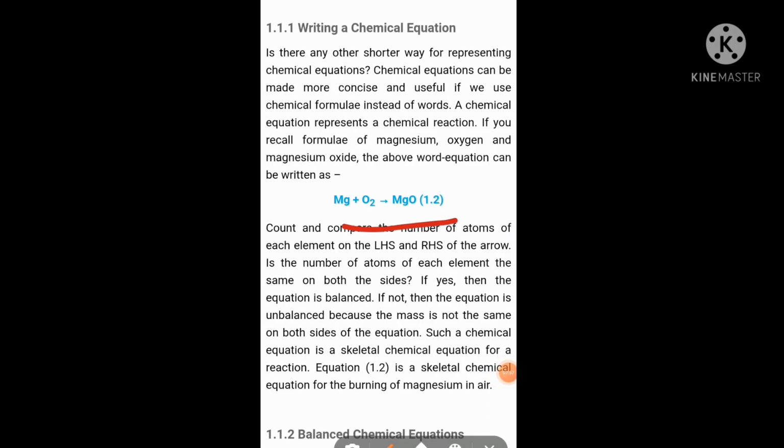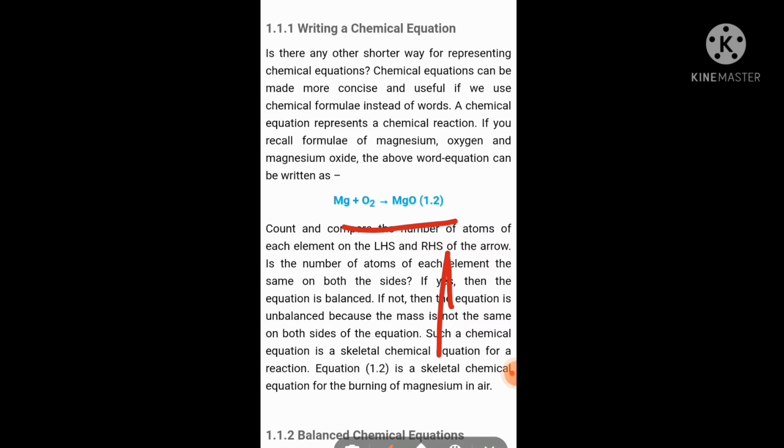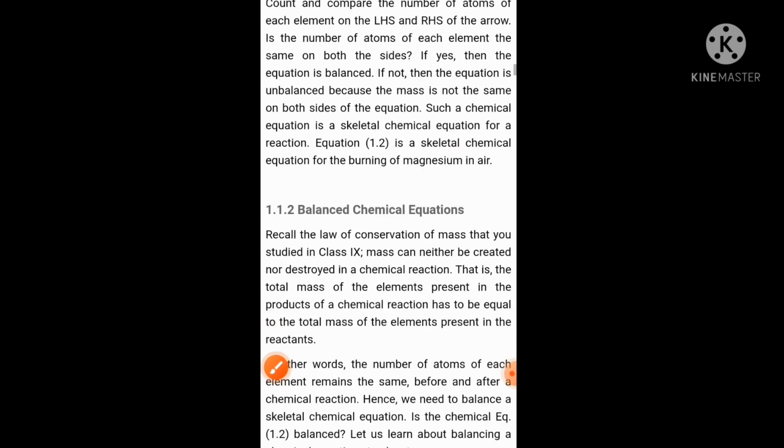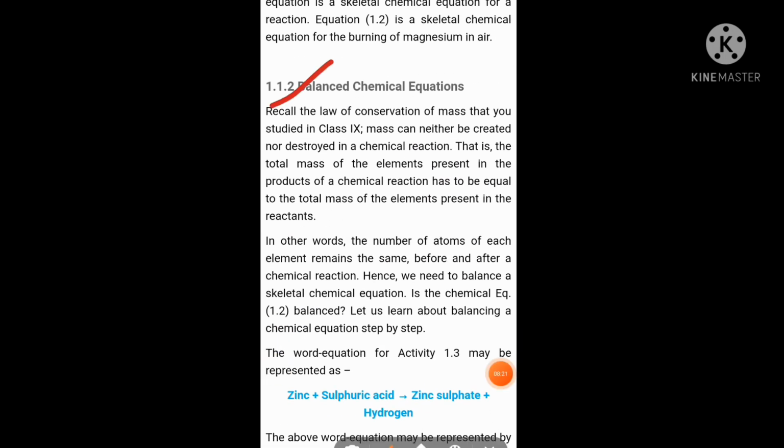Okay. Like this, how to write? It means first write down the name of each element and the compound formed as a product. Now after that just write down the symbol and formula of the element. Okay, that is the way to write any chemical equation that I have discussed earlier.